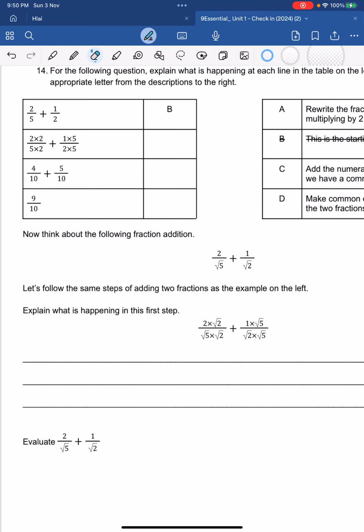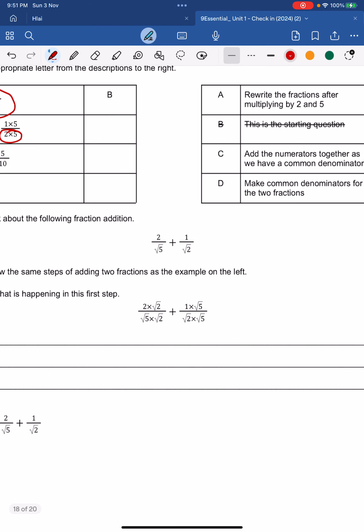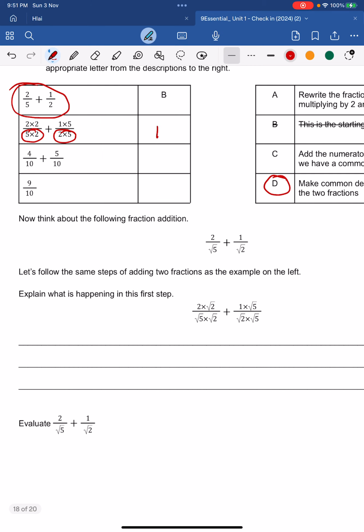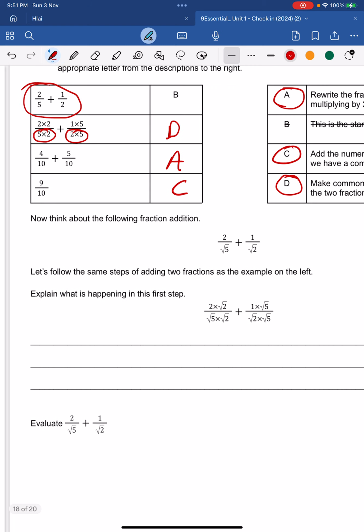Okay, as we look at this question here, we start with a particular question, the starting question here. Can you see that we're changing into a common denominator? We're making them into tenths. So we are making the common denominators for the two fractions. And then into the next one, we are literally just simplifying, rewriting the fractions after multiplying by 2 and 5. We're simplifying things there. And finally, we're adding the two fractions together. So that should be done.